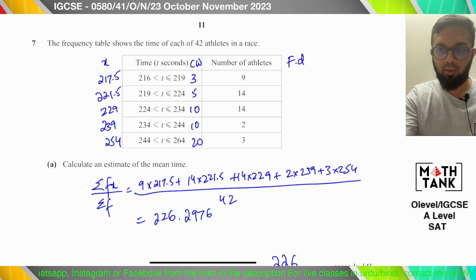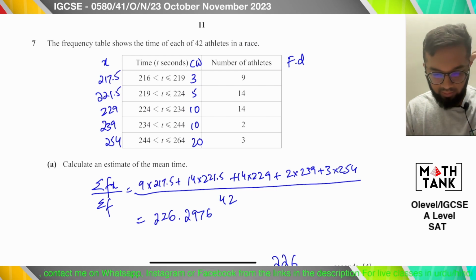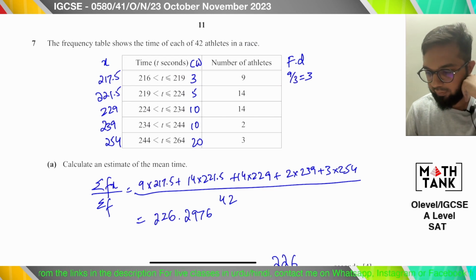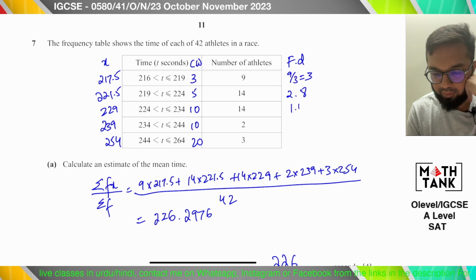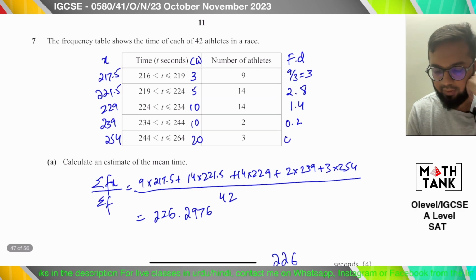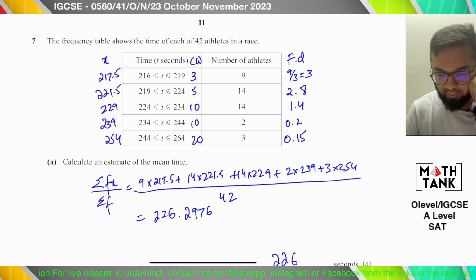So the frequency density is frequency divided by class width. So 9 divided by 3 gives me 3. 14 divided by 5 gives me 2.8, 1.4, 0.2, and I think 3 divided by 20 should give me 0.15. So let's start drawing that.